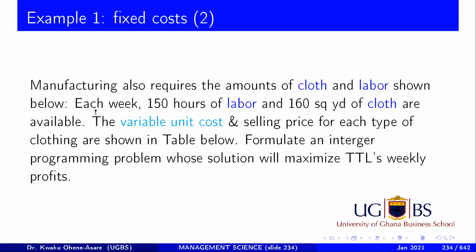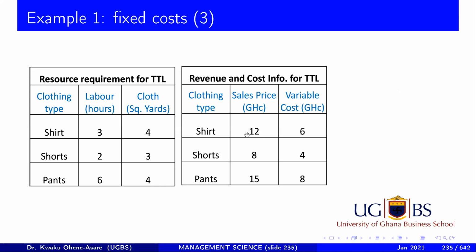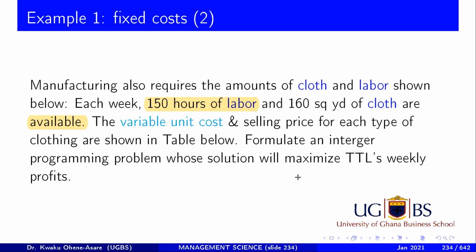But then he gave you the limitation. He says that each week, 150 hours of labor and 160 square yards of cloth are available. And we've been noticing that anytime something is available, that is a limitation. That is less than or equal to. Now, this is interesting. The variable unit cost. You see, he's not telling you the unit cost, like in economics, the variable cost. So the variable cost and the selling price for each type of clothing are shown in the table below. Okay, so let's go to the table below. So you have the selling price, which is the price, and then here is the cost, not the fixed cost, but the variable cost. The question is simple. Formulate an integer programming problem whose solution will maximize the weekly profit.